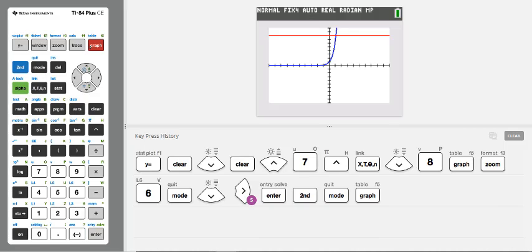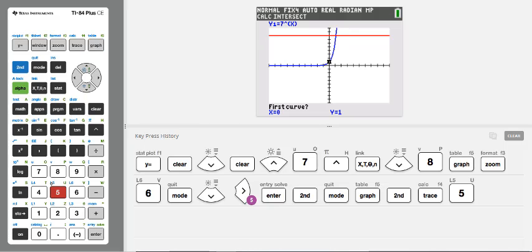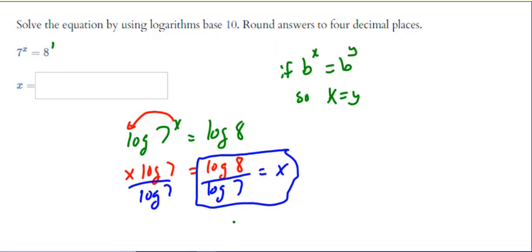Second mode, and then hit graph again. So second trace, number 5. I'm going to move that up a little bit. Enter, enter, enter, and you have an intersection of 1.0686. So the answer would be 1.0686. Okay, and if you've done this on the calculator, you would get the same thing as far as if you solve the log of 8 divided by the log of 7. So I could show you that.